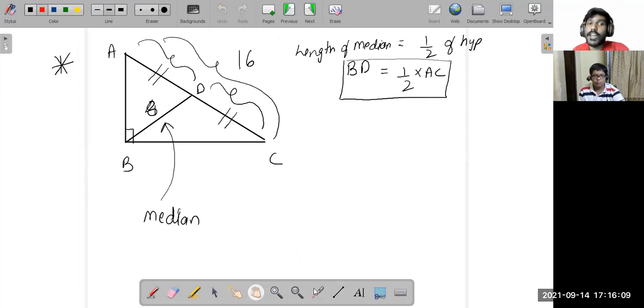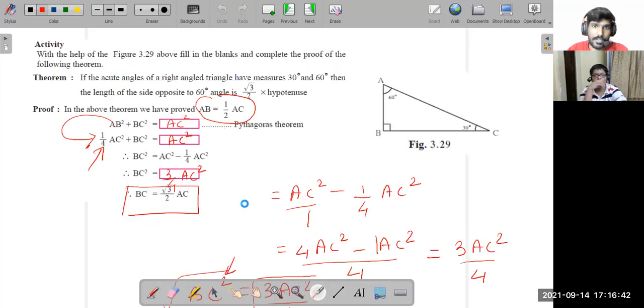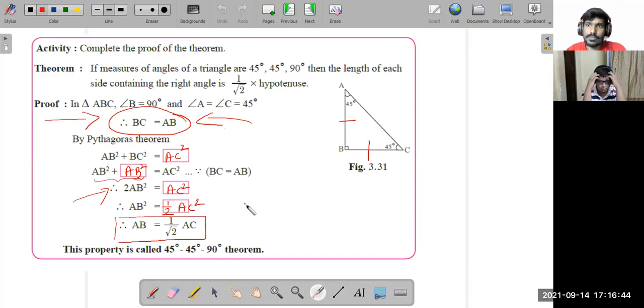And then in a right angled triangle, the length of the median will be half of the hypotenuse. This is what we saw in the theorem. If the hypotenuse is 16, half of 16 is 8, so the length of the median BD will be 8. Clear? Yes. Then we did the proof. So proofs are fine. Did you go through the proof?